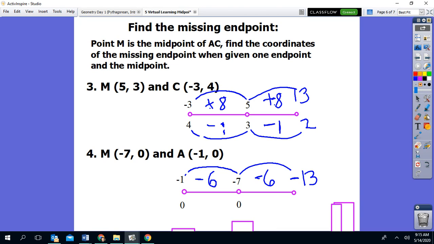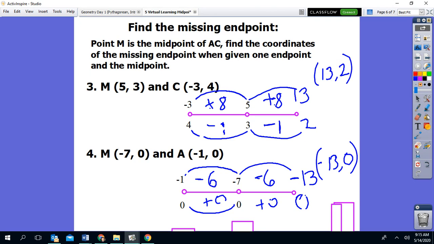What happens if I go from 0 to 0? Nothing happens. So the same thing is going to happen again. -13, 0 would be my ordered pair. And I did not write my answer for this one. It should have been 13, 2 as well.